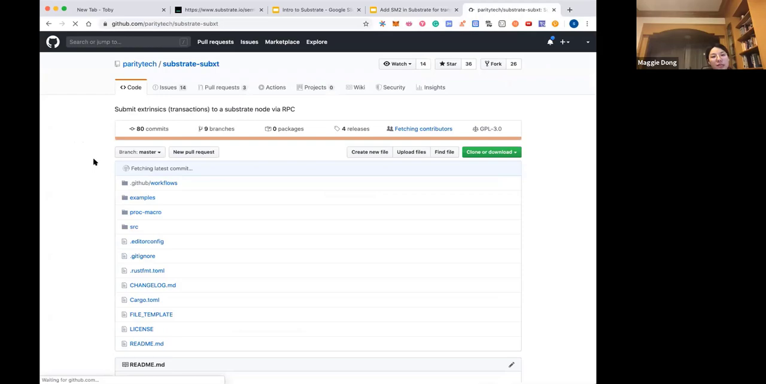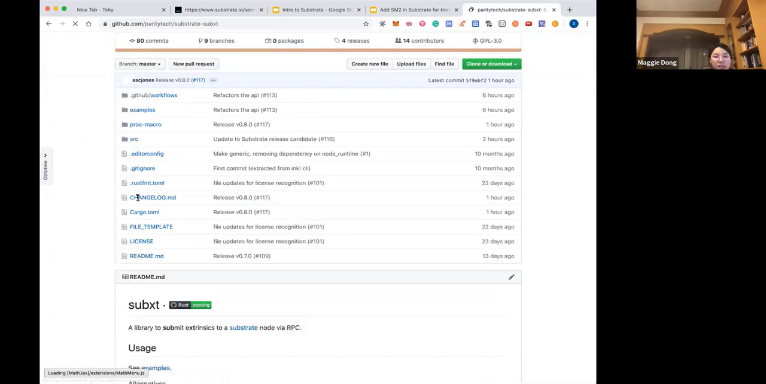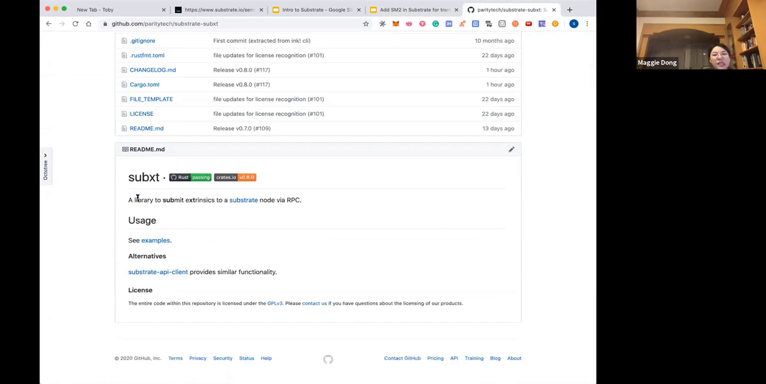Okay, so here is Substrate subxt, and it's a library with which you can submit extrinsics to a Substrate node via RPC. If you're not familiar with JavaScript, like me, I don't know anything about JS, so I can just modify the subxt to send an extrinsic to the running Substrate node. So here, in my Substrate SM2, I cloned the subxt under the RTL folder and put it as a dependency.